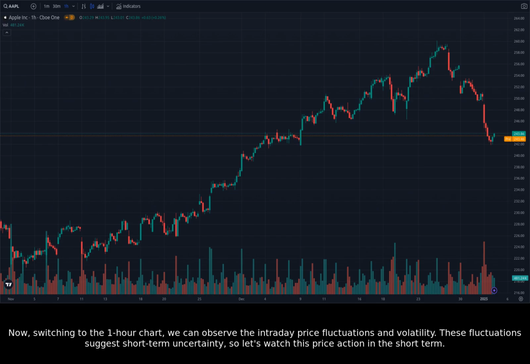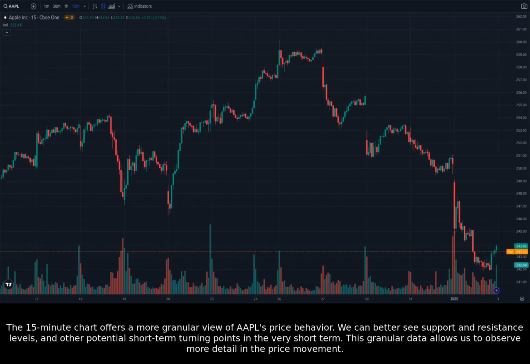Now, switching to the 1-hour chart, we can observe the intraday price fluctuations and volatility. These fluctuations suggest short-term uncertainty, so let's watch this price action in the short term. The 15-minute chart offers a more granular view of AAPL's price behavior. We can better see support and resistance levels and other potential short-term turning points. This granular data allows us to observe more detail in the price movement.